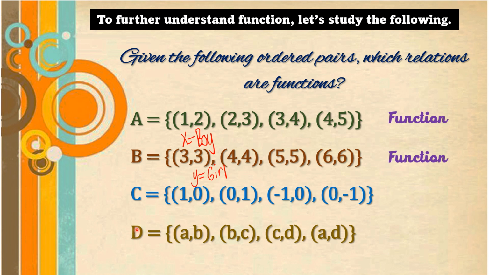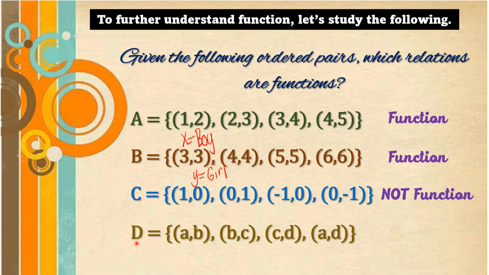Okay, now let's proceed with set C. The first elements are 1, 0, -1, and 0. As you can see, 0 has been partnered to both +1 and -1. We can say that 0 is not loyal to his partner. Therefore, the relation will not be a function. So that is not a function.